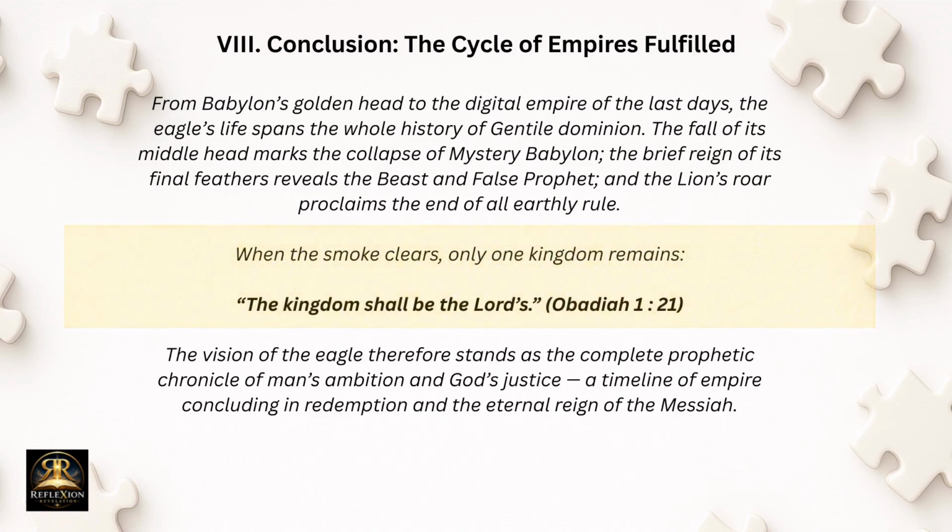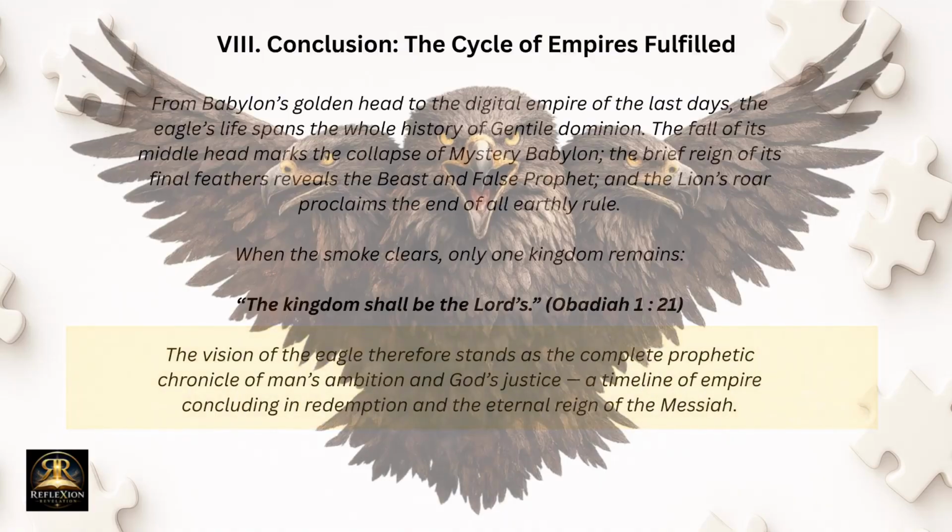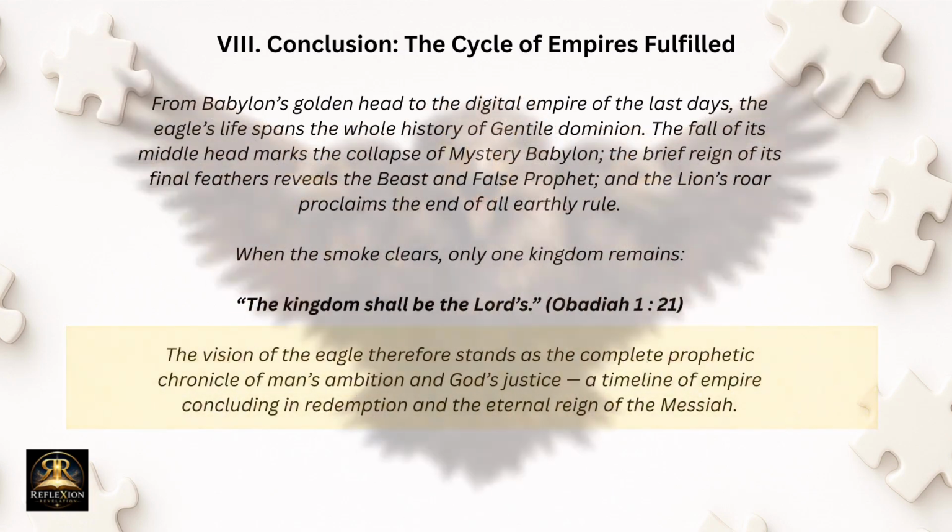So, the vision of the eagle. Obadiah also references this eagle as well. But the vision of the eagle therefore stands as the complete prophetic chronicle of man's ambition and God's justice, a timeline of empire concluding in redemption and the eternal reign of the Mashiach, the Messiah.